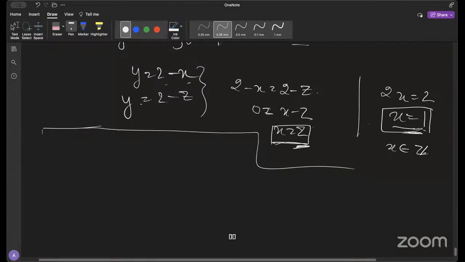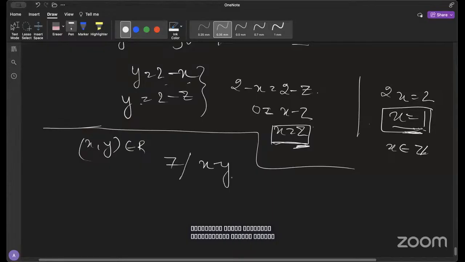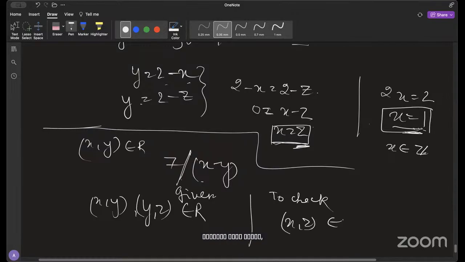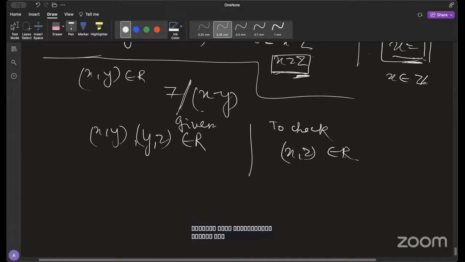Your relation was this, I guess. x was considered to be related to y if 7 divides x minus y, right? Let's just say xy and yz are in this relation. And you have to check. So this is given to you. This is given. And this is what you have to check. You have to check if x is related to z under the relation.